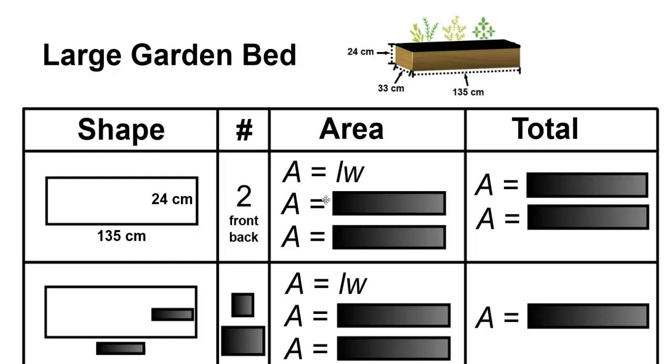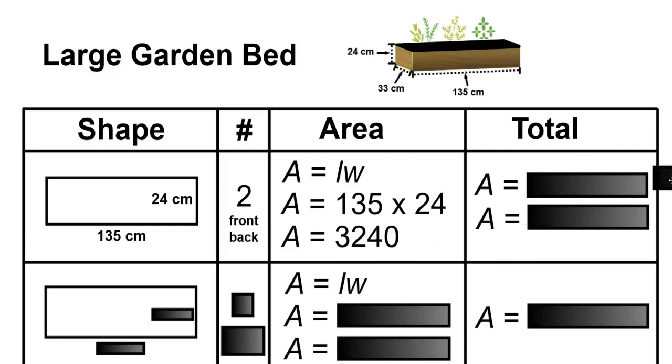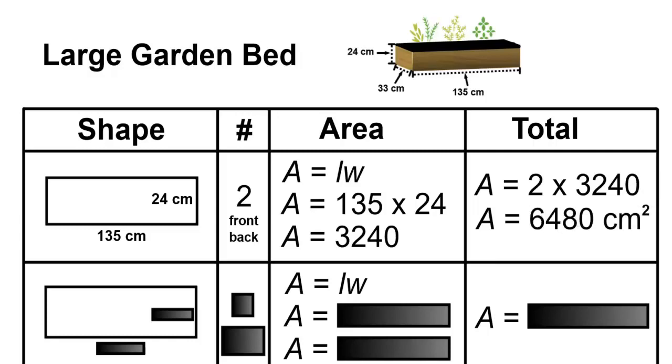Area equals length times width. Area equals 135 times 24. So the area is 3,240. There's 2, so multiply that by 2. And we get a total area of 6,480 centimeters squared.